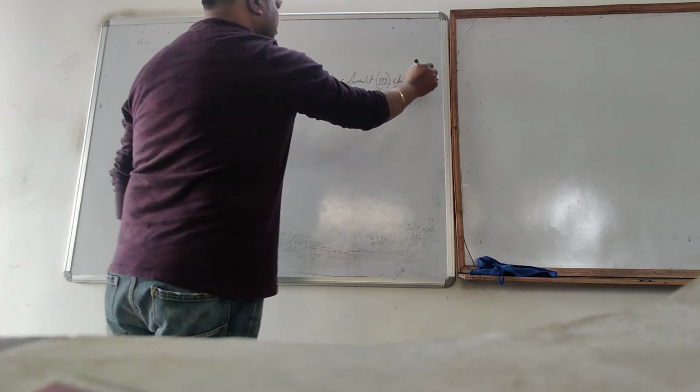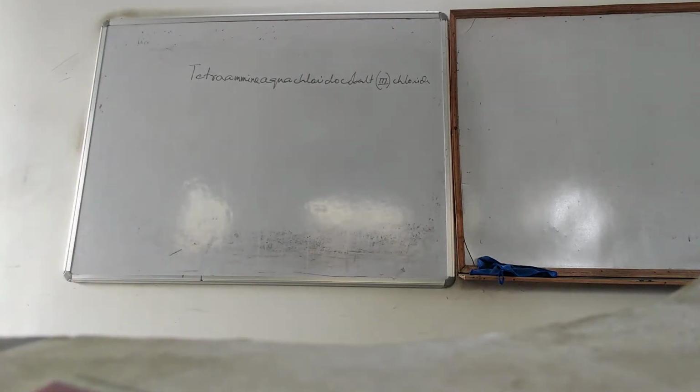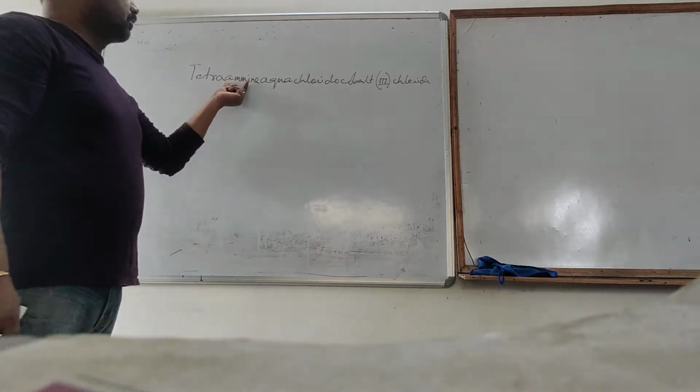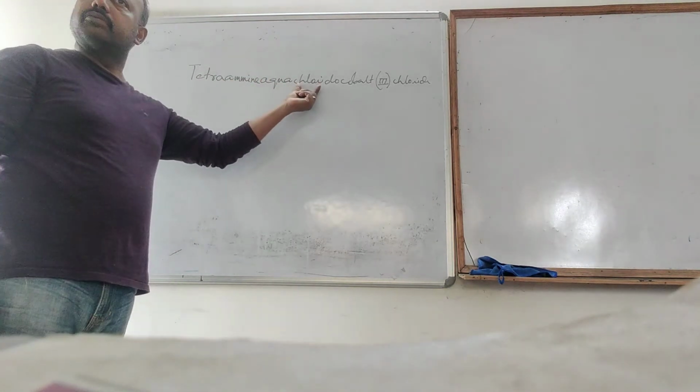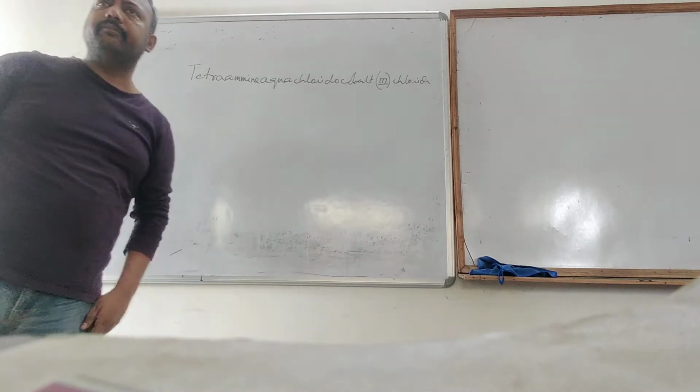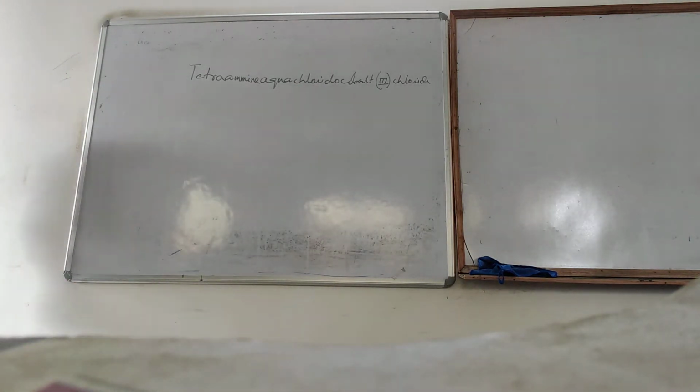Write down the structure of it, just write down the formula of it. Simple. All you know: amine you know, aqua you know, chloride you know. So write down the formula. And what is the positive ion? Complex or the counter ion? Complex. Chalo, write down the structure. Write down the formula of it.